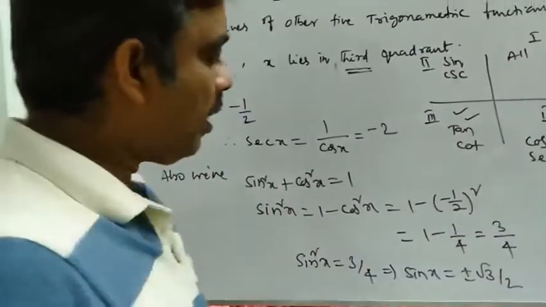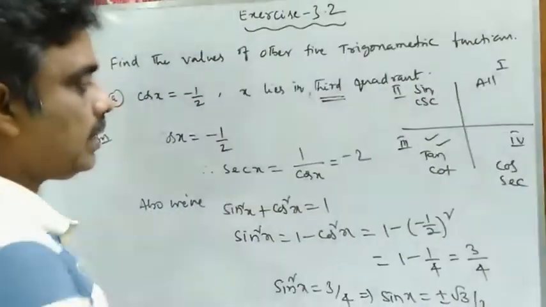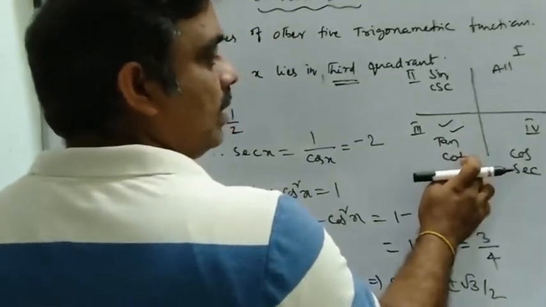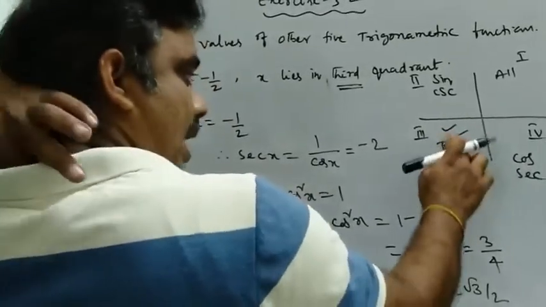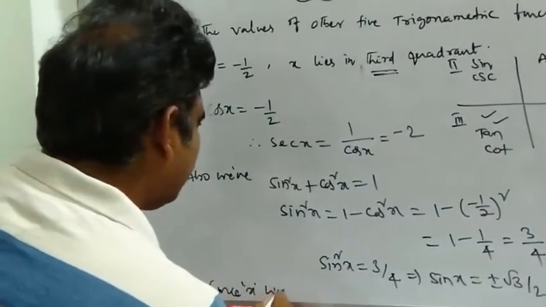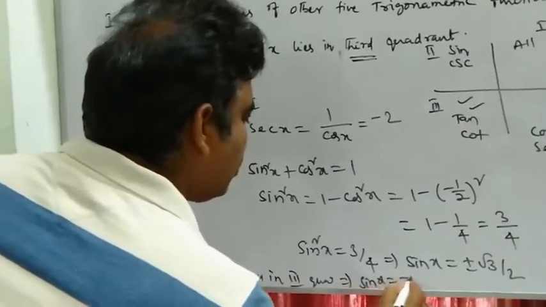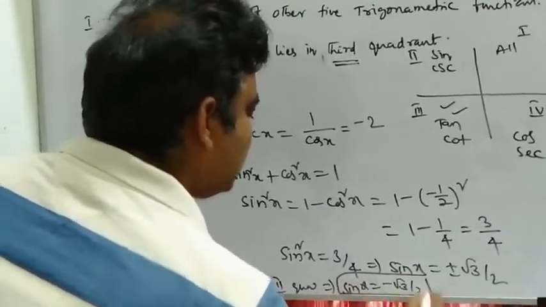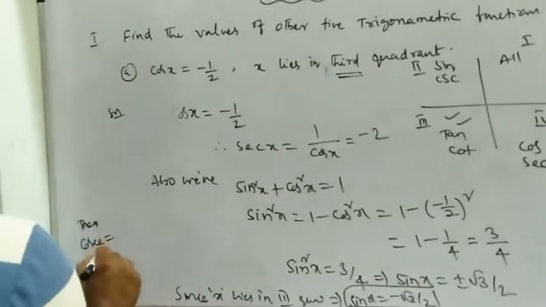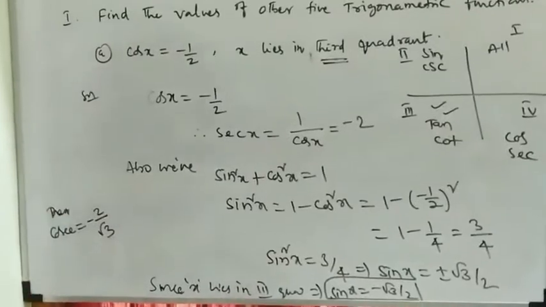So to see whether to take plus sign or minus sign, we have to observe the quadrant in which x lies. So x lies in the third quadrant. Here sin is also negative. Sin and cosecant, secant, cos, all are negative. So only tan and cot are positive. So since x lies in the third quadrant, sin x is equal to minus root 3 by 2. That is the sin x value. Then cosecant x is 1 by sin x, that is the reciprocal of this one. It is minus 2 by root 3.